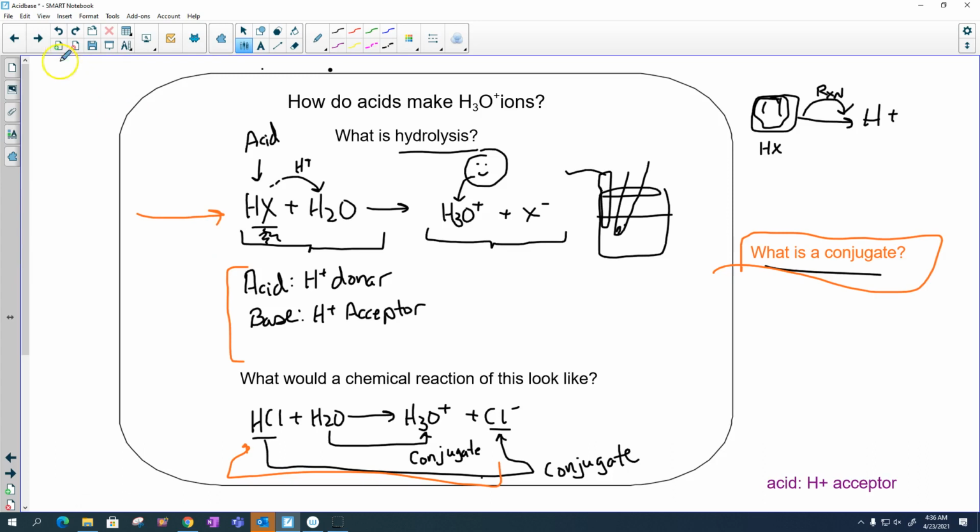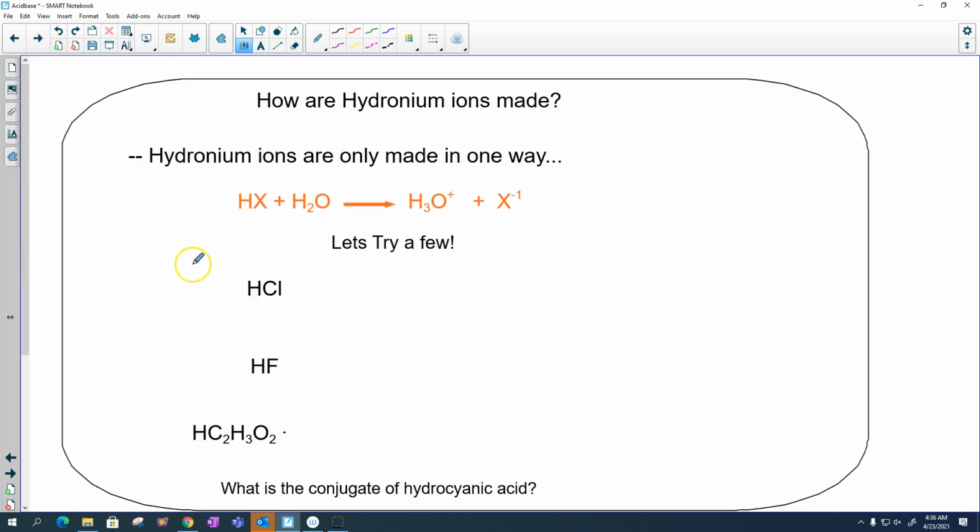Okay, all right, let's try it. So let's try a couple on our own. Now we've seen one example, and I even have one that we just did. But pause the video and try a couple on your own.